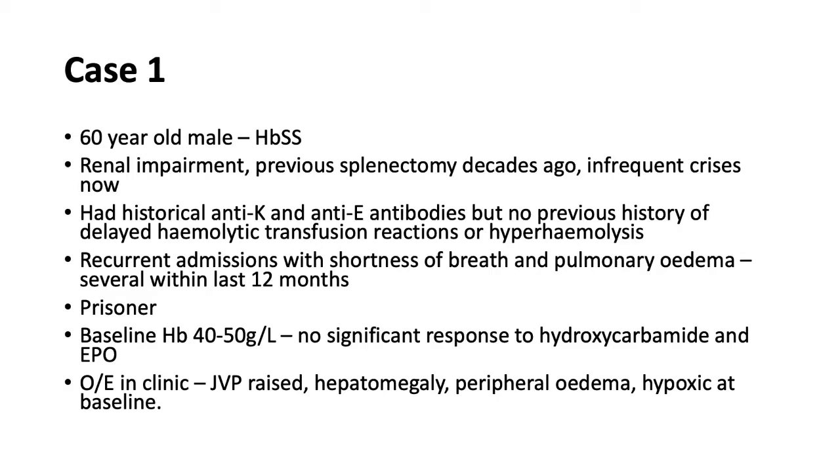He had a very hemolytic phenotype with a baseline hemoglobin of 40 to 50, and his renal impairment was probably contributing to that. It had been felt too difficult logistically by a predecessor to transfuse him regularly, so he'd been put on hydroxycarbamide and high-dose erythropoietin, and even with a very high dose of erythropoietin to overcome any endogenous EPO, he didn't have a great response, to be honest. And then in clinic, he had features of heart failure.